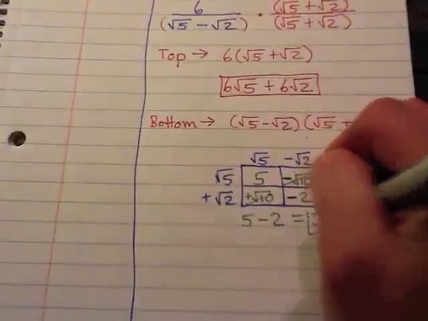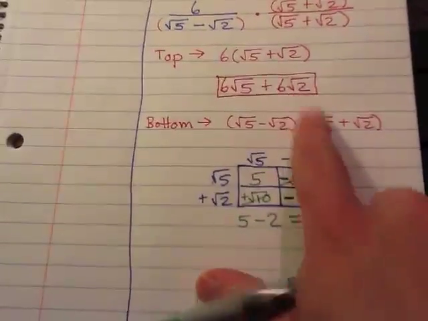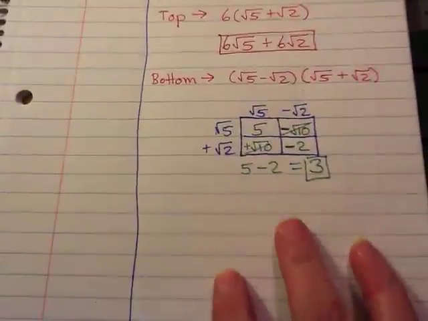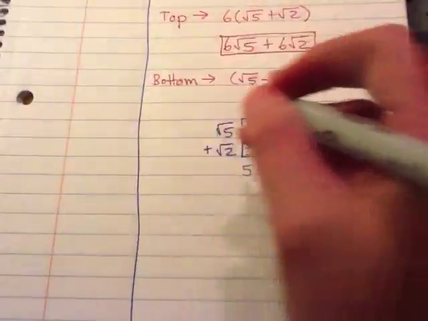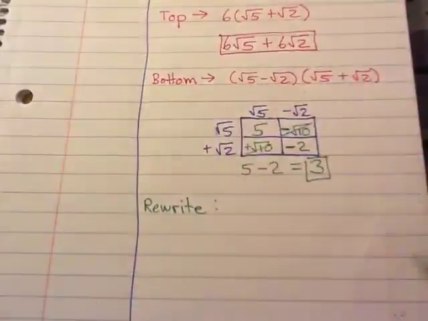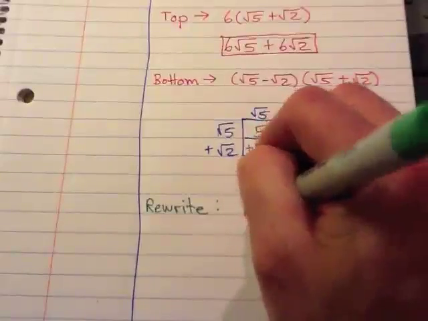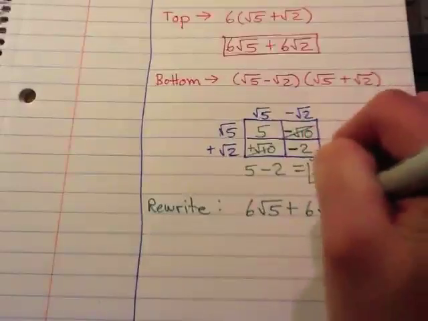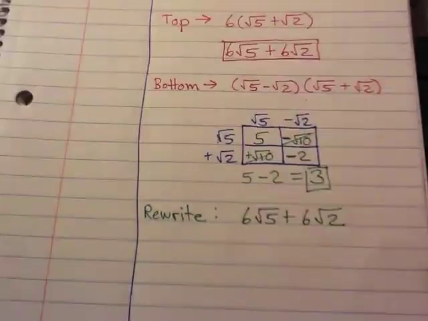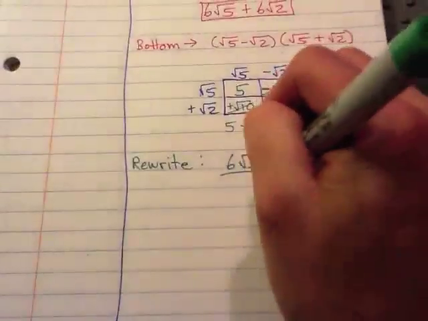So I've now rationalized my denominator because I have just an integer there. I don't have any square roots. So I'm going to rewrite, and I'm going to check to see if I can simplify. So I have the 6 square root 5 plus 6 square root 2. That's from up here when we simplified earlier. Divided by 3.